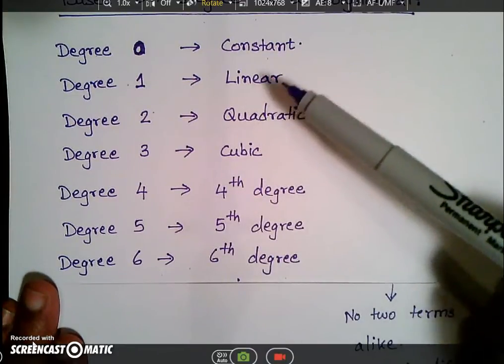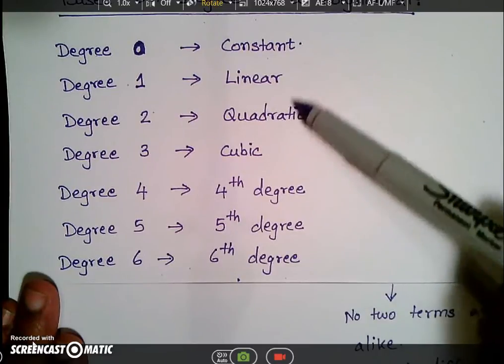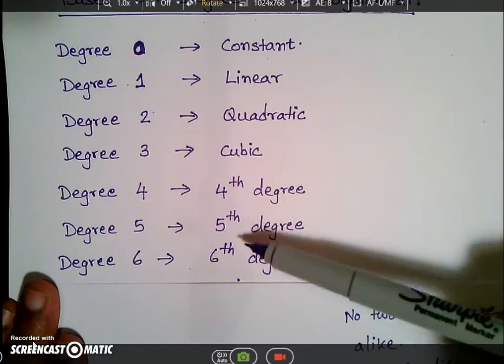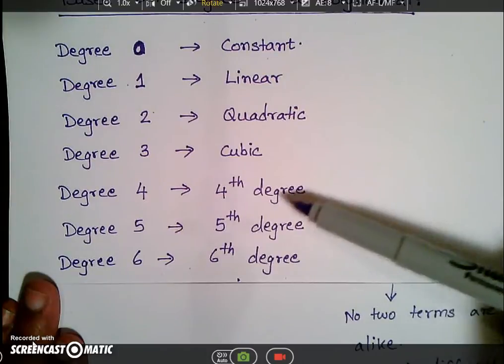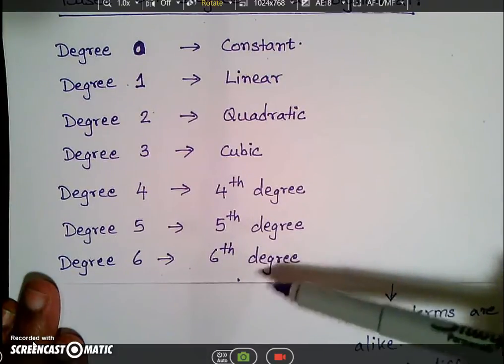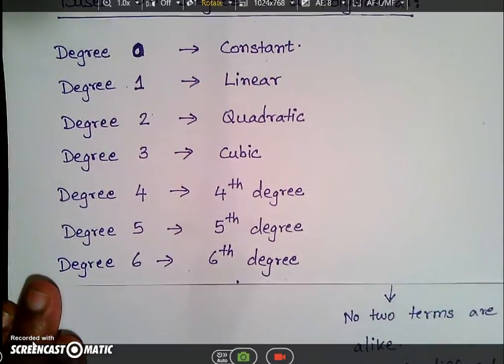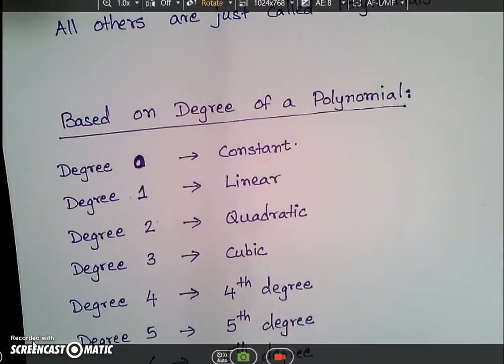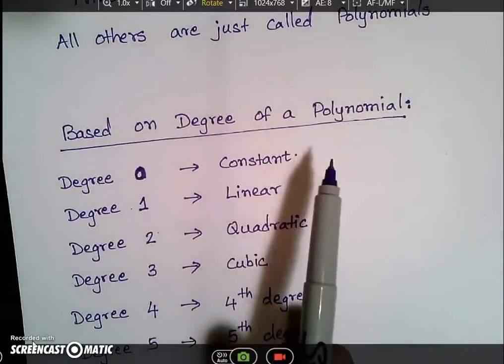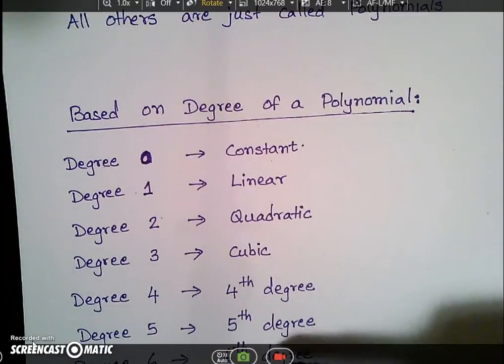So we're going to only restrict ourselves to learning these 4 names. Everything else we're just going to say it is a 4th degree, 5th degree, 6th degree. If it is degree 7, we're going to call it a 7th degree polynomial. So here, based on the degree of a polynomial, these are the names given to this.